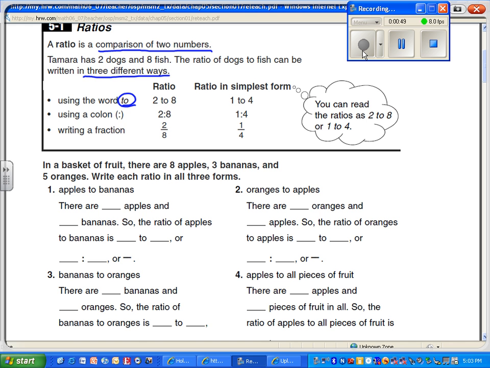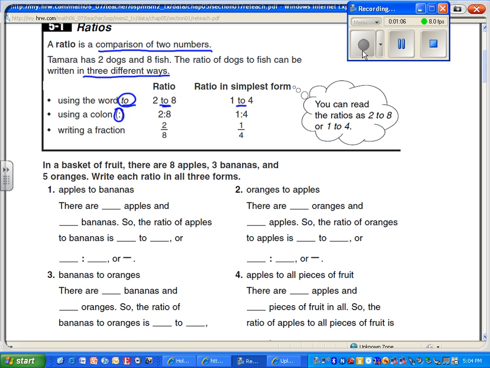One of the ways is using the word "to." So the ratio of dogs to fish is 2 dogs to 8 fish, and I can use the word "to." That can be reduced to 1 to 4, so that's simplest form. So whenever it's asking for simplest form, go ahead and reduce if you can, just like you would a fraction.